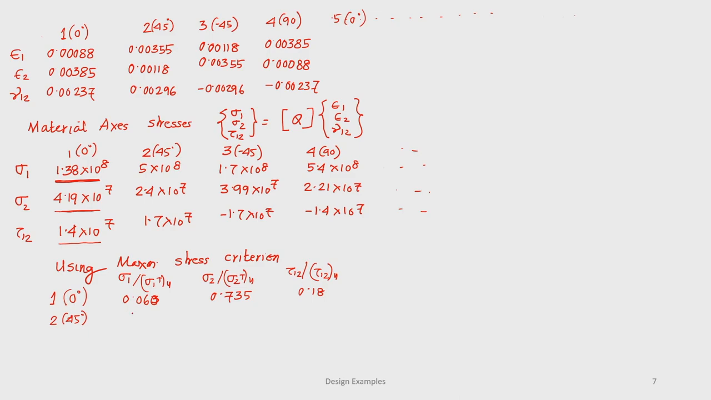Similarly, lamina 2, 45 degree, this comes out to be 0.22, this is 0.42, this is 0.23. Lamina 3, minus 45 degree, this comes out to be 0.07, this is 0.7, and this is 0.23. Lamina 4, 90 degree, this comes out to be 0.24, 0.38, and then 0.18.